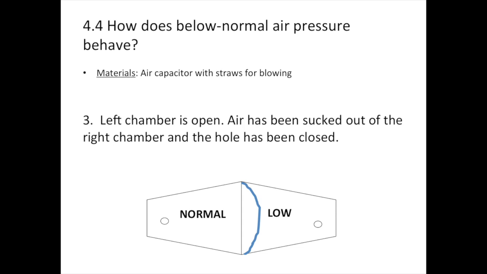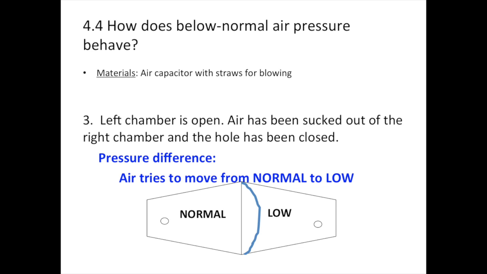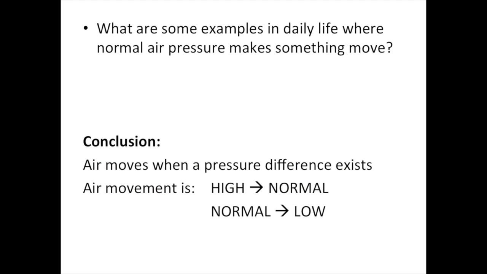In situation 3, the left chamber is open, and so we have normal air pressure in there because it's open to the environment, to the atmospheric pressure. Air has been sucked out of the right chamber though, and the hole has been closed. And so you can see here the membrane is stretching this way. Why is it stretching that way? It's stretching that way because air is trying to move from a normal air pressure to this area of low air pressure. So there's a pressure difference, and we can see the air tries to move from a region of normal air pressure to a region of lower air pressure.